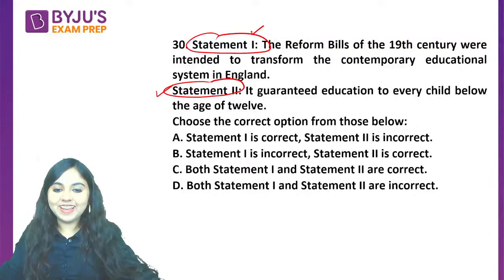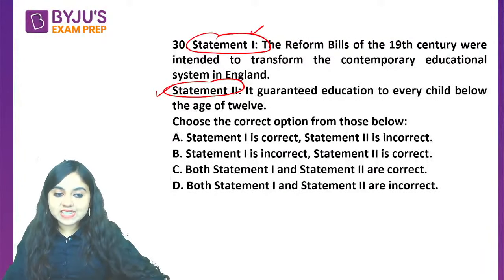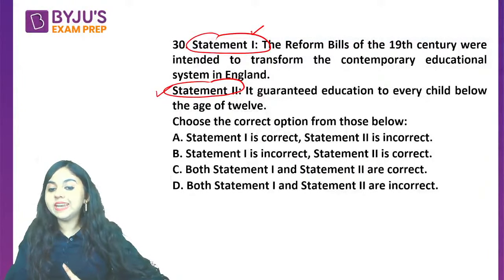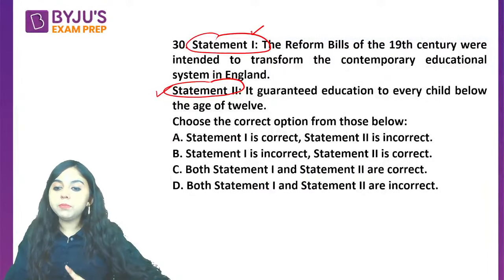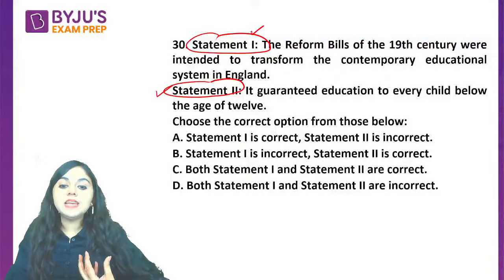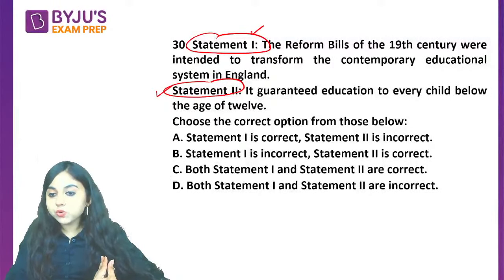Right, let's just take it point by point. The reform bills of the 19th century were intended to transform the contemporary educational system. We just did this question one or two days ago. This is not true. It wanted to extend electorate rights. Statement two says it guaranteed education to every child below the age of 12.